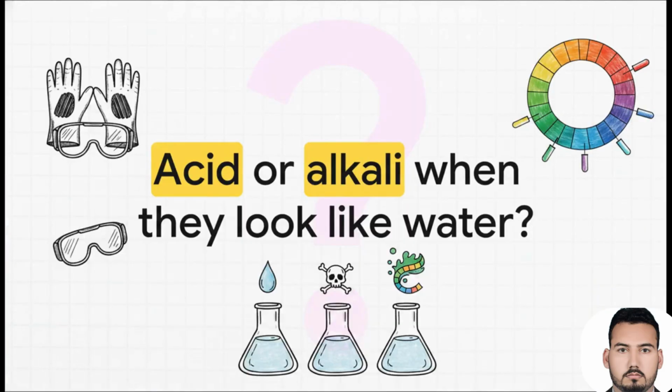Okay, imagine this. You're standing at a lab bench, and sitting right in front of you are 3 beakers. They all hold crystal clear liquids. Seriously, they look exactly like tap water. But here's the catch. One is pure water, one is a highly corrosive acid, and the last one is a potent alkali. If you guess wrong, yeah, you really don't want to guess wrong. So how do you actually tell them apart? Well, it all comes down to chemistry's ultimate tattletales.